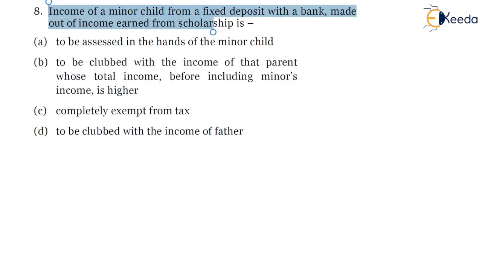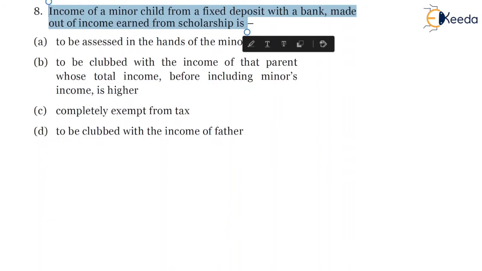Income of a minor child from a fixed deposit with a bank made out of the income earned from scholarship is. So friends, here you can see there is accretion of income, right? The scholarship fees is specifically exempted. However, where there is fixed deposit income, it is supposed to be taxed. Okay? It is supposed to be taxed, and since it will be income of the minor child, it will be clubbed in the hands of either of the parents whose income is greater.